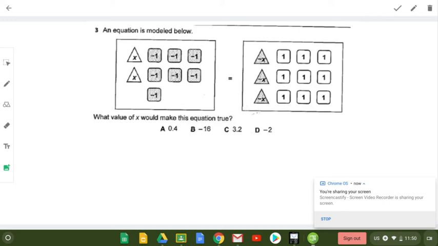Guys, we're back here once again. Countdown to Star, Series 2, Page 3, Number 3. Looks like we're solving a modeled equation here with some tiles. So let's go ahead and take a look at it here.